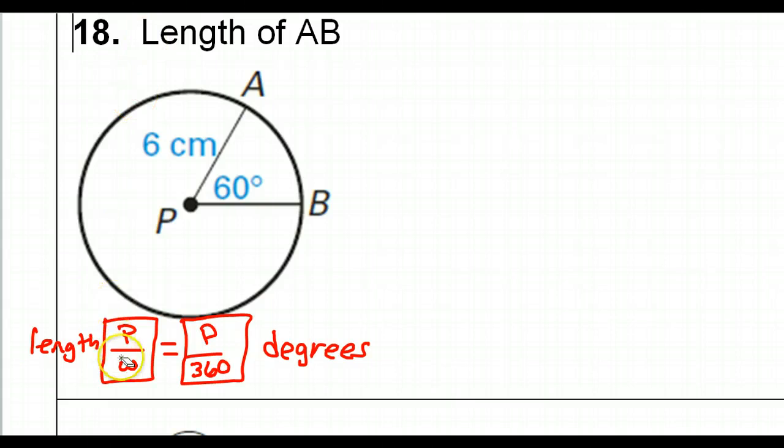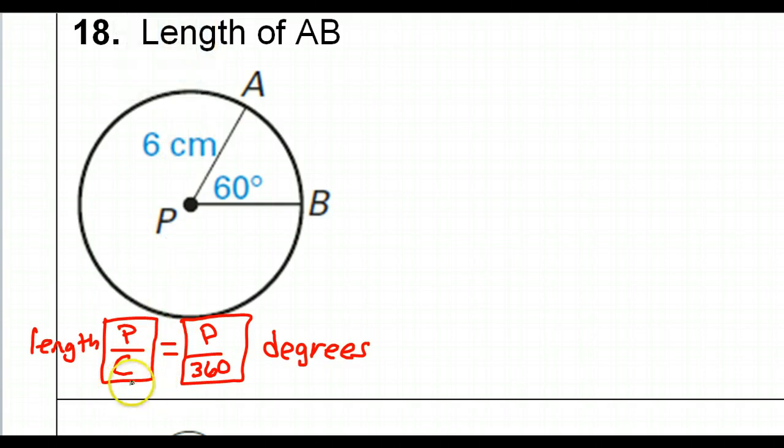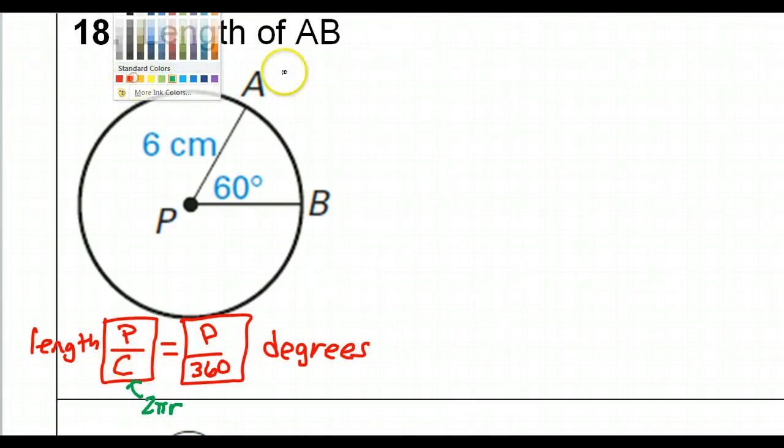When we're doing part over whole length, the whole length is something known as the circumference. And we know that the circumference can be found by doing 2 pi r. So just keep that in the back of your mind. 2 pi r will get us this value right here. So let's go ahead and set that up.